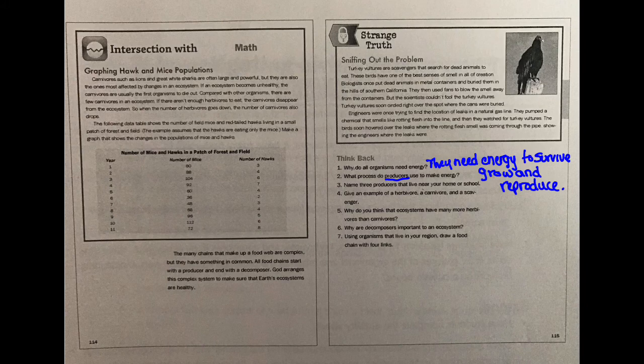Okay. So then for number 3, name 3 producers that live near your home or school. So you're going to look back there and find 3 of them. You basically have to have a good understanding of producers, so you can think about what kind of producers live around us that use photosynthesis or sunlight to help them make their own food. Okay, see how that works? That's how you're going to answer numbers 1 through 7.